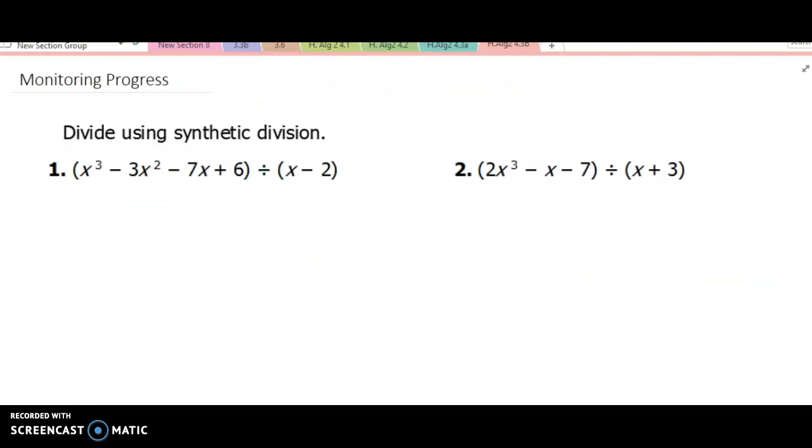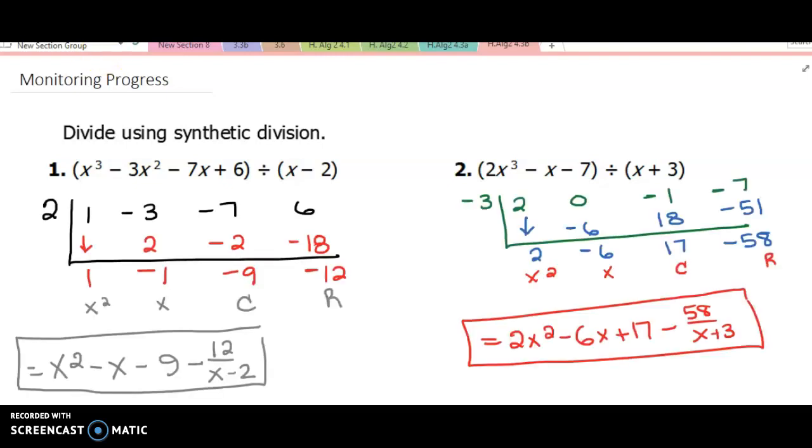If you feel like you need additional practice, please go ahead and pause this video and work these 2 out, and then I'll come back with the answers. If not, go ahead and skip and go on to the next part. All right, so this is what you should have gotten on these 3 if you worked through them.